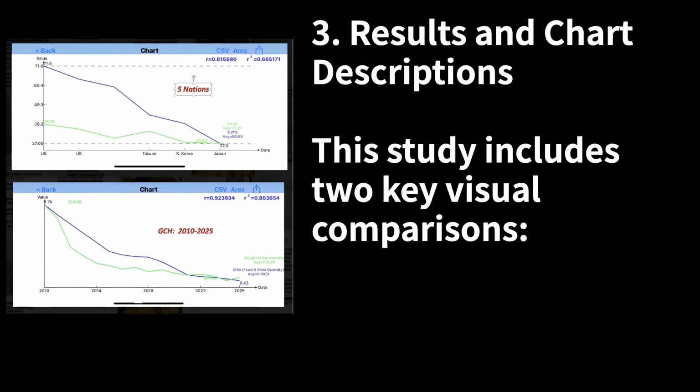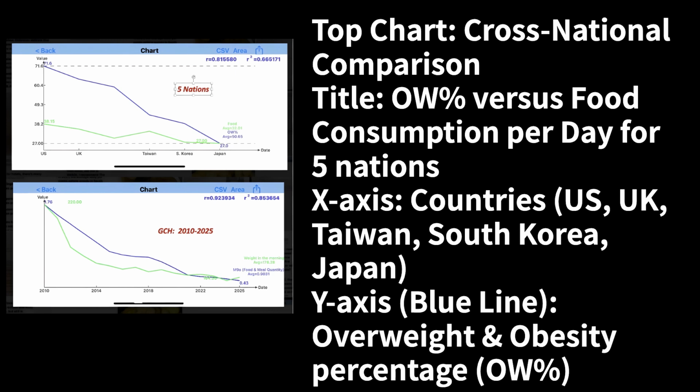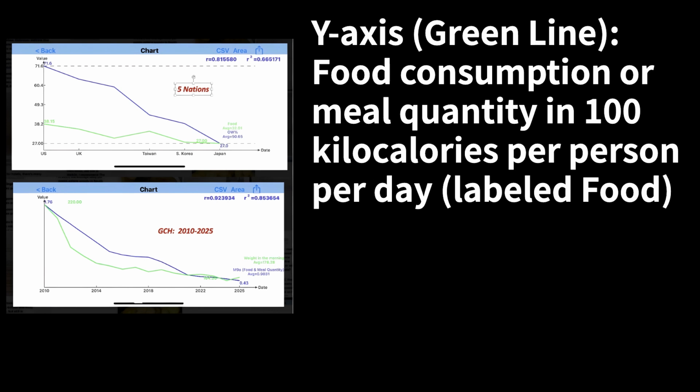3. Results and chart descriptions. This study includes two key visual comparisons. Top chart, cross-national comparison. Title, % versus food consumption per day for 5 nations. X-axis, countries, US, UK, Taiwan, South Korea, Japan. Y-axis, blue line, overweight and obesity percentage, %. Y-axis, green line, food consumption, or meal quantity in 100 kilocalories per person per day, labeled food.